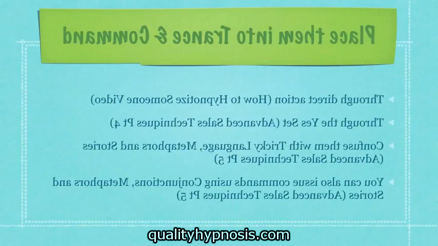Then what you want to do is place them into trance. And you can do this through either a direct action, through the use of the yes set, which is probably the easiest way. I go 100% through the yes set in the Advanced Sales Techniques Part 4 video, but I'm going to go more into the yes set here real soon. Or you can confuse them with tricky language, metaphors, or stories. You can also issue commands using conjunctions, metaphors, and also stories.